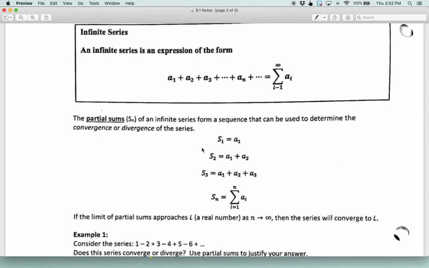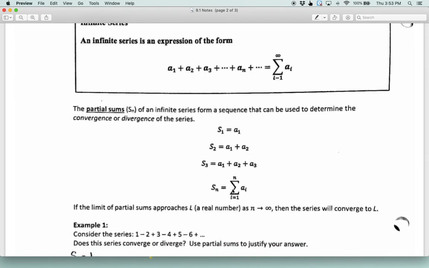Partial sums are looking at a finite set of terms. If I want the first partial sum of a series, then I just want the first term added to nothing because I'm only looking at one term. The second partial sum would be the sum of the first term plus the second term. The third partial sum would be the first, second, and third terms added up, and so on. The nth partial sum is going to be the sum of the first n terms. So we're not going to infinity here on the top. We're only going to whatever number we're choosing for n.